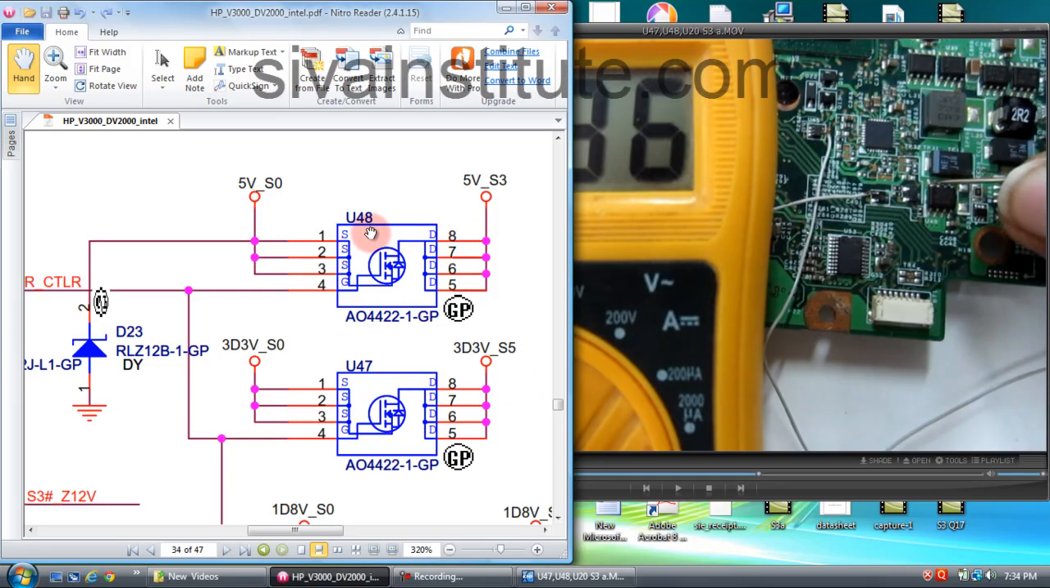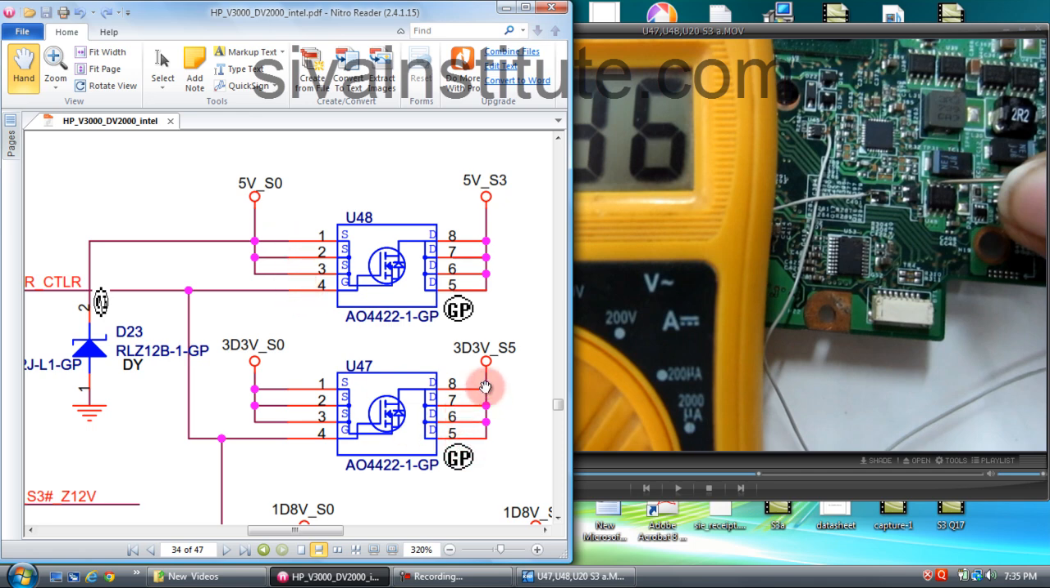This is U48, an N-channel transistor. This is input, this is output. Source is output, drain is input. We will see at pin number 5 volts is okay, but no output voltage here, 0 volts. When you give gate voltage of nearly 12 to 18 volts, this voltage comes out from this pin. No voltage at this point, pin number 4, this voltage will not come.